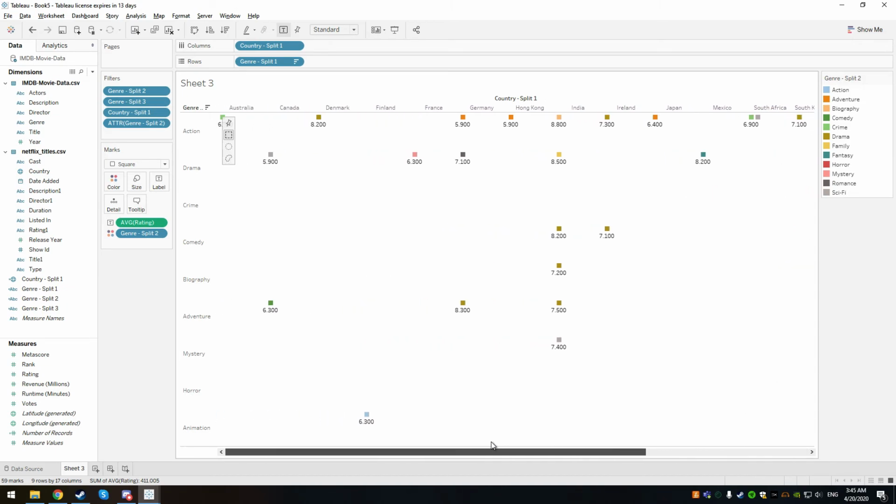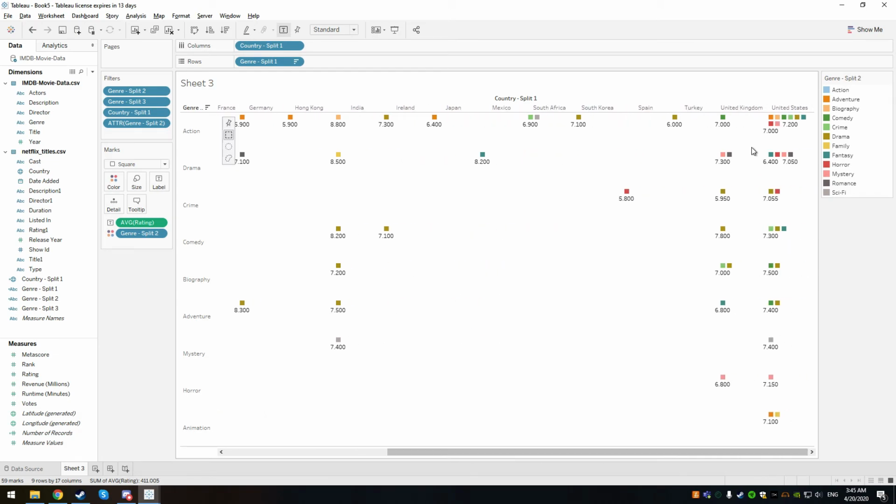Why we think this one is the best? Because it can easily tell information, and there is so much information from it. You can easily tell that the United States has the most category movies on Netflix, and most of them have a very fair rating, which is higher than 6.